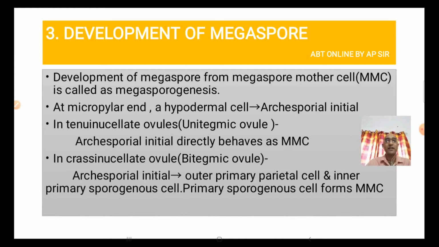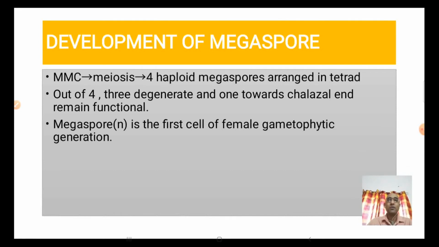Now come to the next slide. The megaspore mother cell undergoes meiosis to form 4 haploid megaspores which are arranged in a tetrad. Now, out of these 4 haploid megaspores, 3 degenerate, and the remaining one which remains towards the chalazal end remains functional. So you get 4 haploid megaspores from one megaspore mother cell as a result of meiosis, and out of these 4, 3 degenerate and the one towards the chalazal end remains functional.